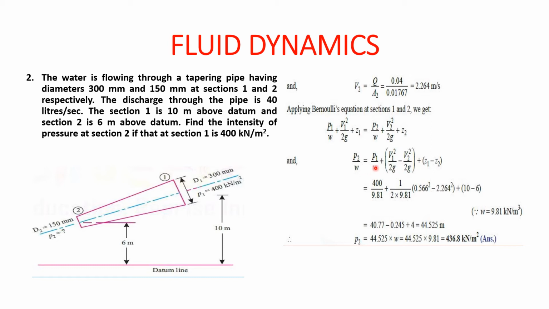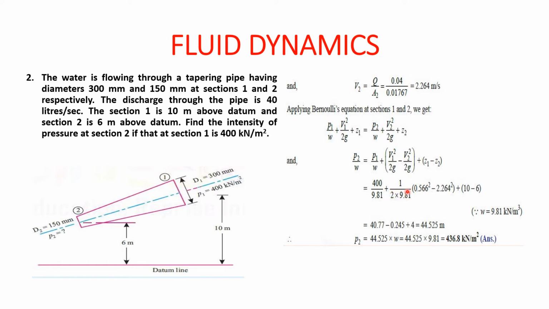So P2 by W equal to P1 by W plus bracket v1 square by 2g minus v2 square by 2g plus bracket z1 minus z2. So P1 is 400. We are keeping it as it is in kilonewton, or you can convert this into Newton also. Divided by W 9.81. This is in kilonewton per meter cube.